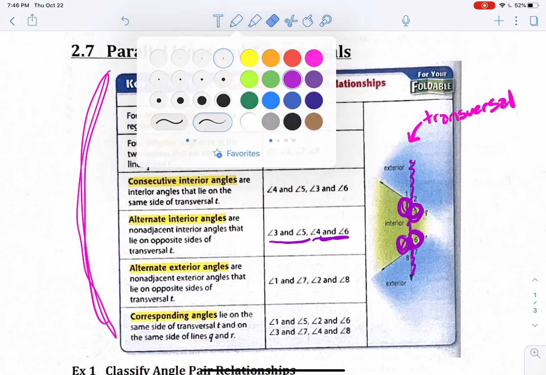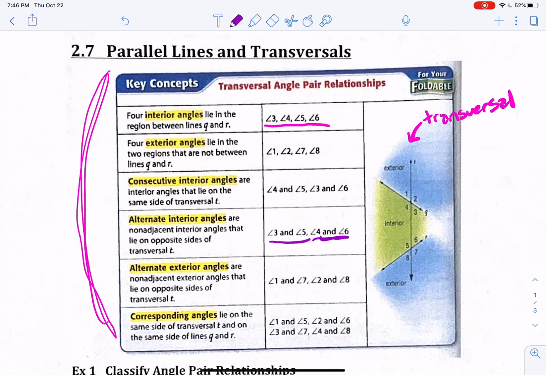Alternate exterior. The exterior ones are 1 and 2 and 8 and 7. So which one is alternate from angle 1? That would be angle 7. That's on the outside. And then 2 would be a pair with 8. Those are alternate exterior angles. They're on the outside, and they're on opposite sides of the transversal.